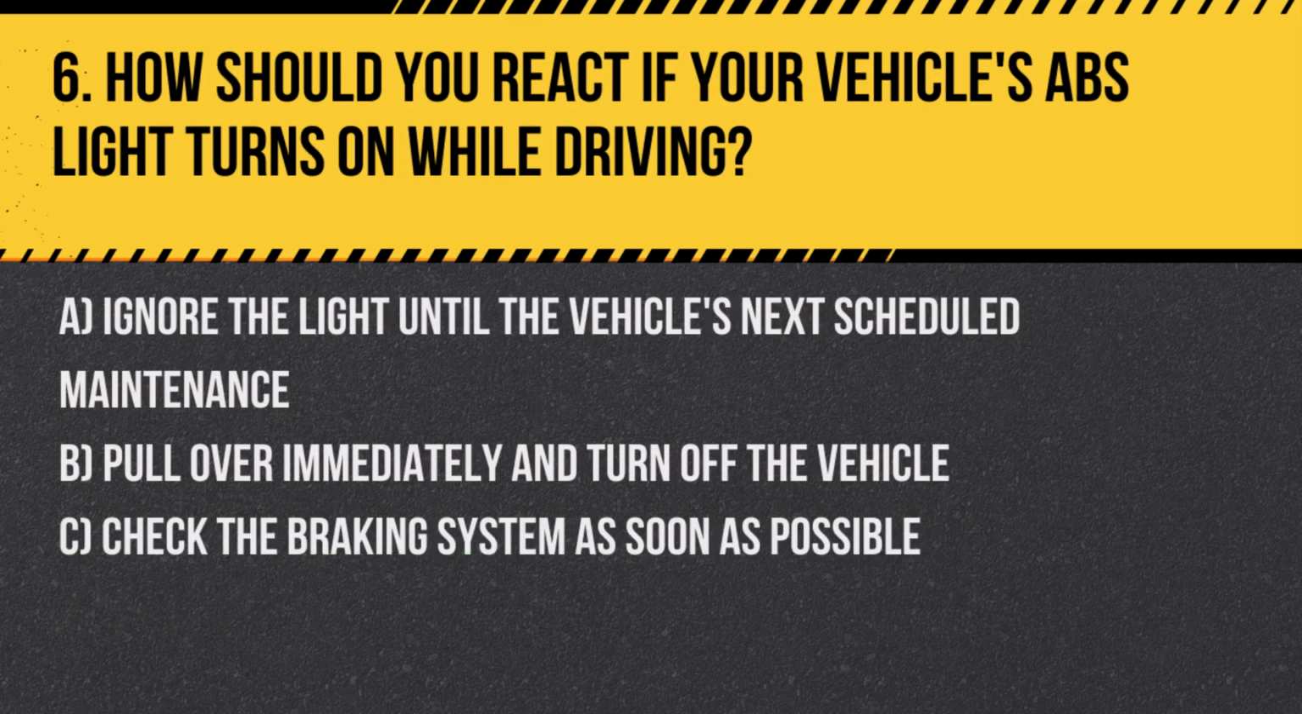Question 6. How should you react if your vehicle's ABS light turns on while driving? A. Ignore the light until the vehicle's next scheduled maintenance. B. Pull over immediately and turn off the vehicle. C. Check the braking system as soon as possible. Answer. C. Check the braking system as soon as possible. The ABS light indicates a problem with the anti-lock braking system that needs timely attention to maintain safe braking.